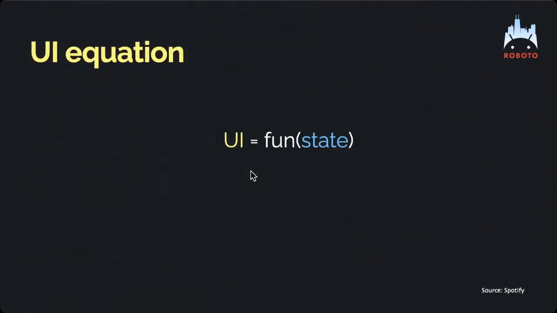Now, what does the UI equation look like? I mentioned something about UI is equal to a function of state. What if I say state is equal to JSON, which is pretty straightforward? It could be anything else. It could be protocol buffers, anything that delivers data to you. Now, when I say a state, it is nothing but what a backend is.